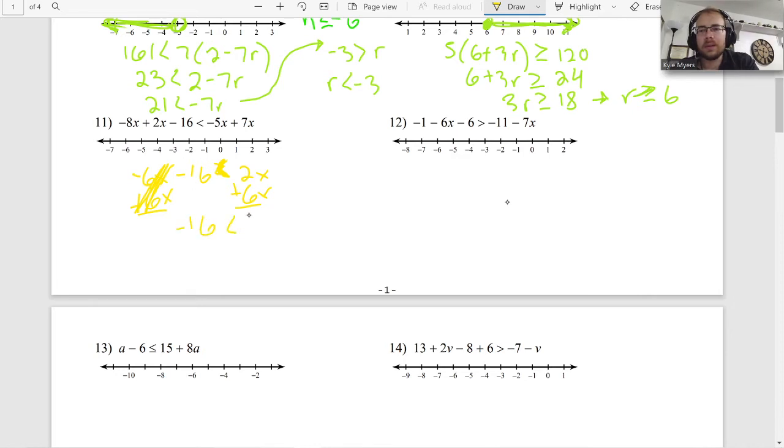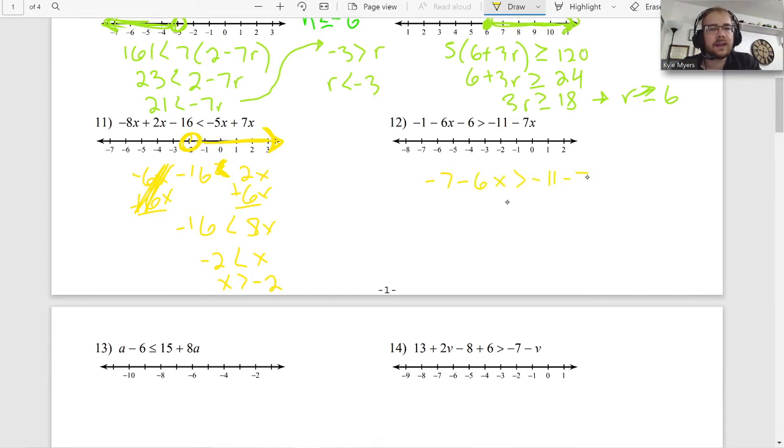So then this is going to be 8x, and then I divide both sides by 8, and I get negative 2, and then I need to flip this over. So x is greater than negative 2. Strictly greater than. Looks like that. All right, next one, negative 1 minus 6 is negative 7.